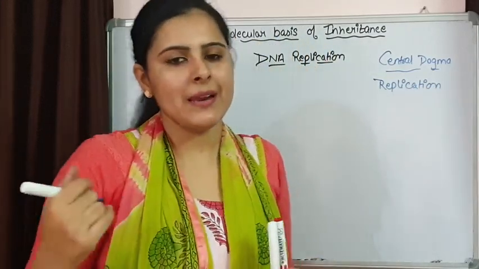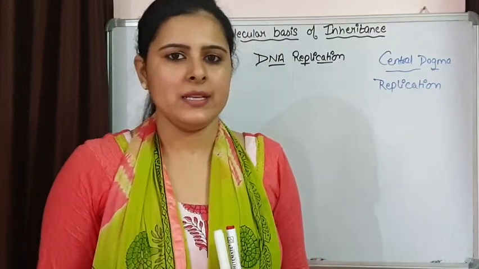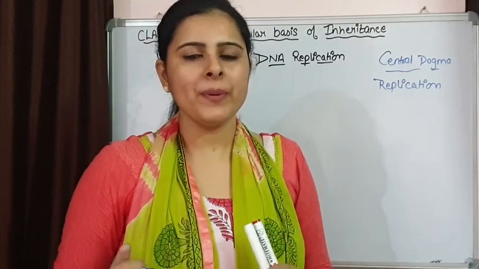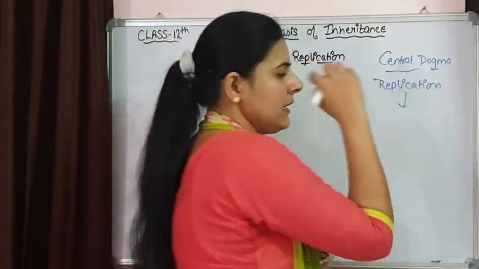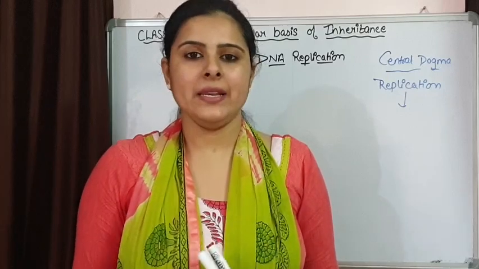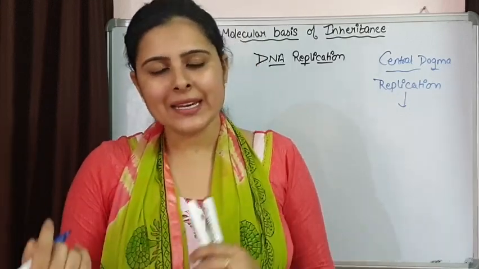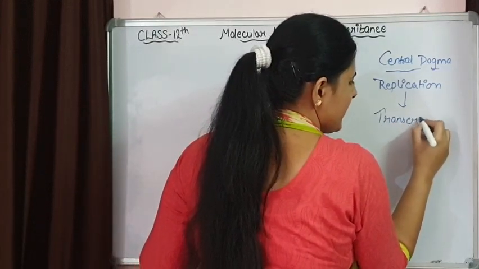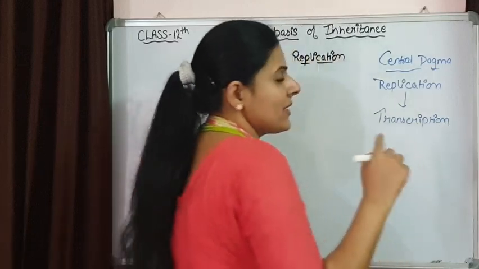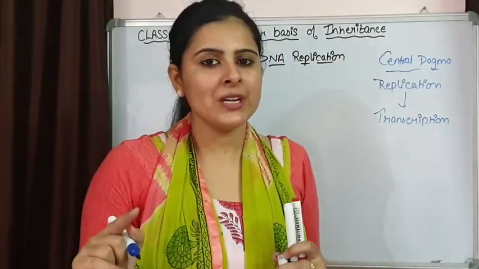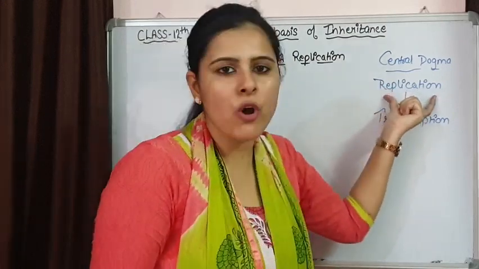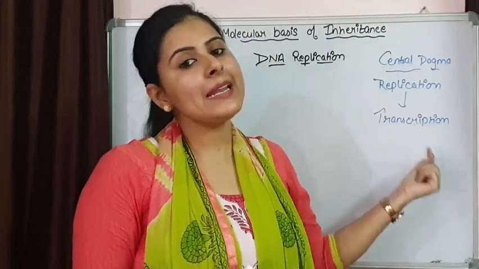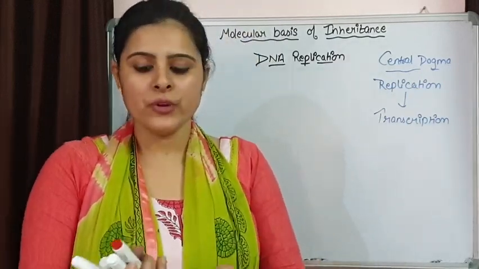DNA is going to replicate for proper inheritance. When DNA replication takes place, DNA is copied. Now, this DNA needs to form RNA. From DNA, RNA is going to be formed, and that process is transcription. Means DNA is not directly involved in the formation of proteins. DNA is going to form its copy. That copy is going to form an RNA, and that RNA will help in the formation of proteins.